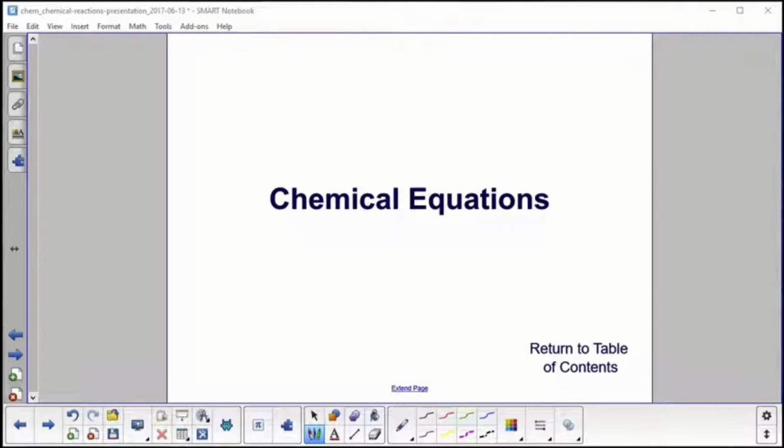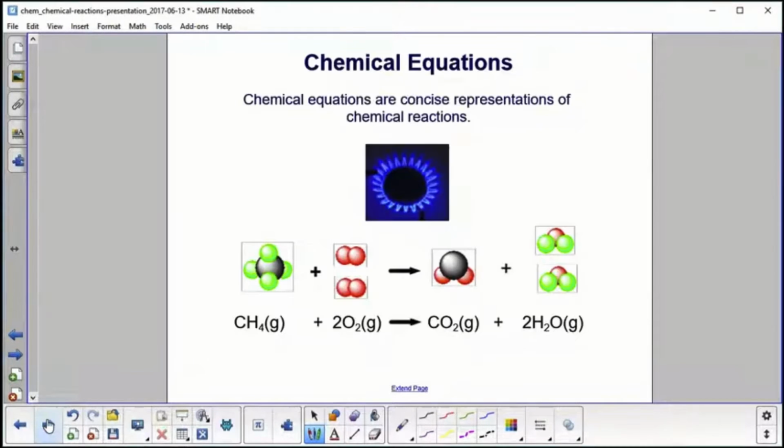We will start with chemical equations. Chemical equations are concise representations of chemical reactions. So let's see what we have here. Here you have a flame coming from a gas stove. Okay, you see the blue color there?